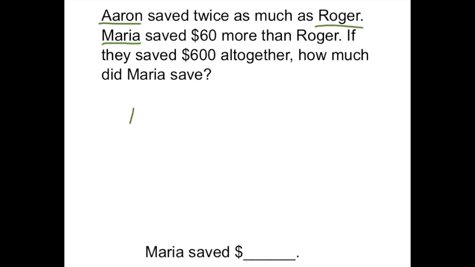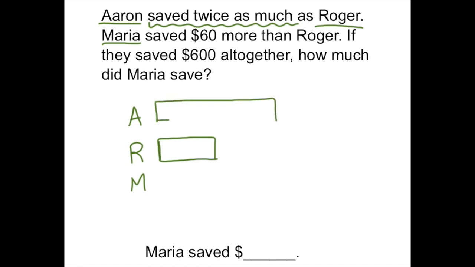So I'm going to make 3 bars. Aaron, Roger, Maria. I'm told that Aaron saved twice as much as Roger. So we know Roger's going to have a certain amount. Aaron saves twice as much. So Aaron's bar needs to be 2 times the length of Roger's.